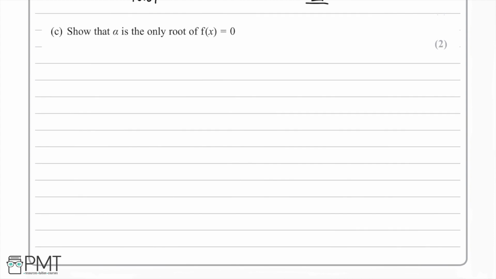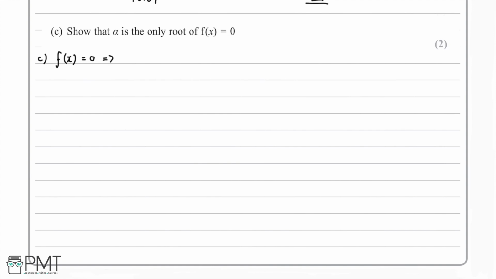So now for part C. So what do we have here? We're asked to show that alpha is the only root of f of x equals 0. This is a slightly trickier question. To start off, we're going to set f of x equal to 0. So f of x equals 0.